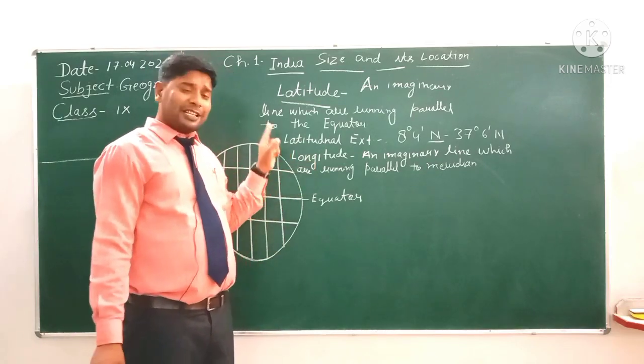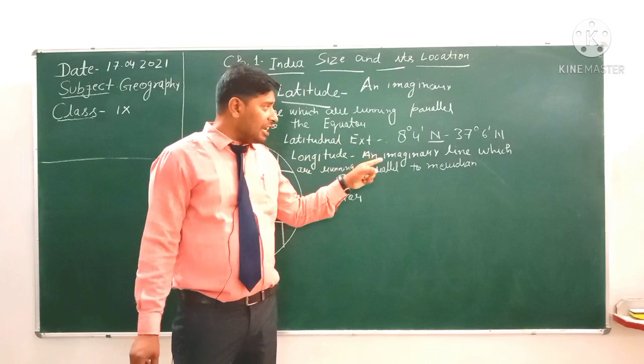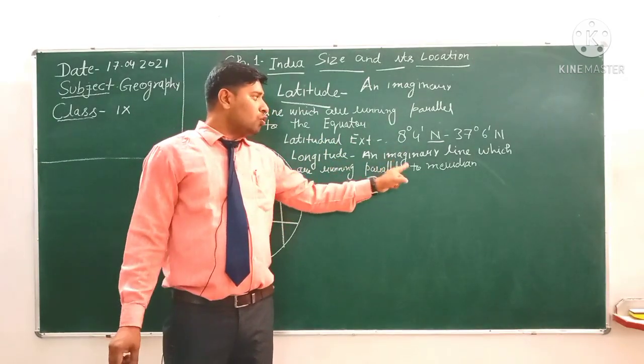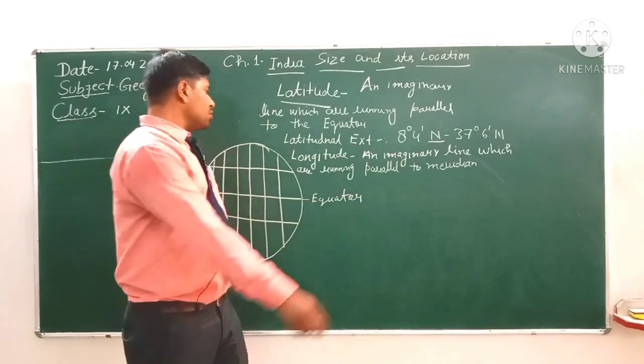Longitudes. What is longitude? An imaginary line which is running parallel to the meridian is known as longitude.